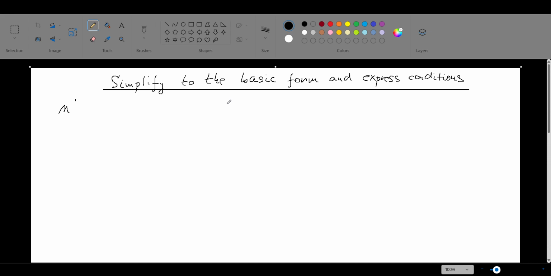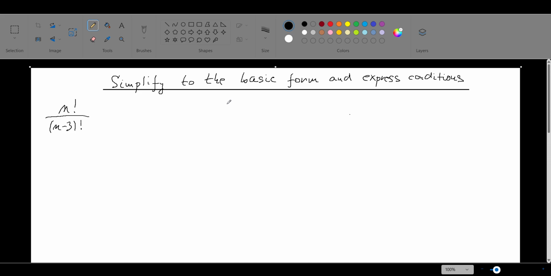So let's have the expression n factorial over n minus 3 factorial. As our task says, express the conditions. Let me first remind you what the conditions are, or when the factorial is defined, as we said during our previous video.